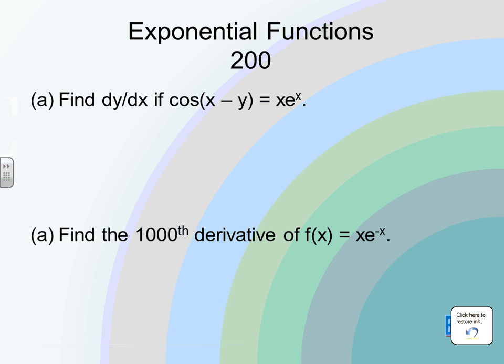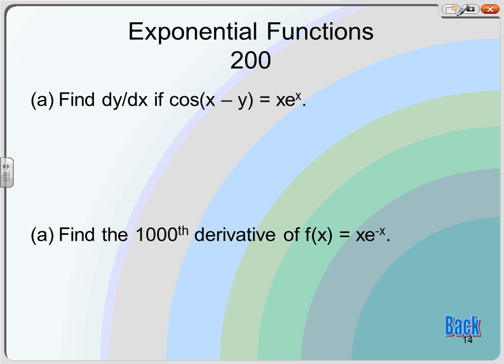Okay, next page. So I have find dy over dx if cosine of x minus y equals x times e to the x. So this is an implicit differentiation problem. So the derivative of cosine is negative sine, so it's negative sine of x minus y, times we have to do the derivative of the inside, so the derivative of x minus y. That's 1 minus derivative of y, which is dy over dx. Now you could have written dx over dx for the derivative of x, but that's just the same as 1.